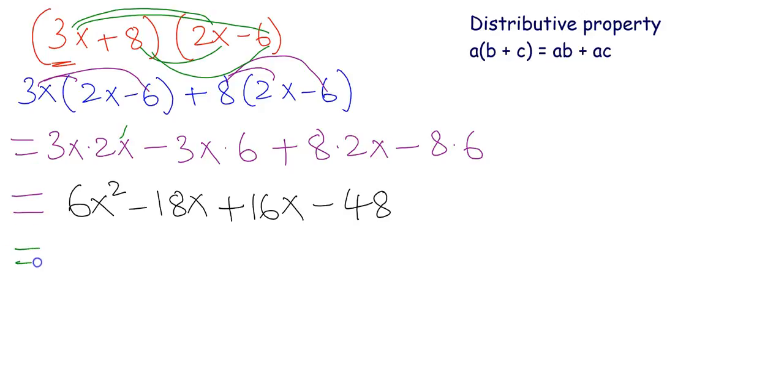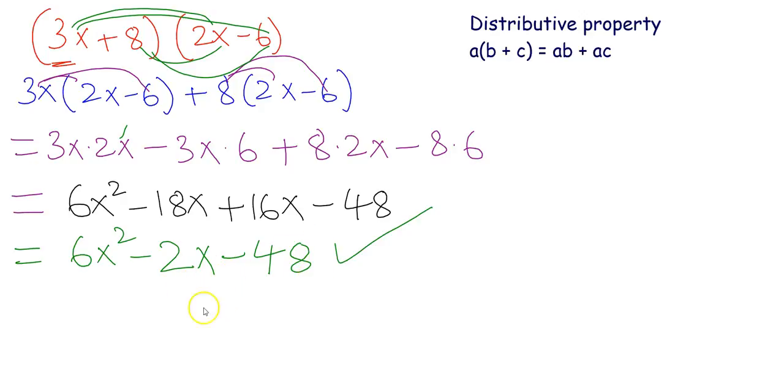Okay, now let us complete the last step. 6x squared is by itself, so I don't do anything to it, just bring it down. Minus 18x plus 16x, negative 18 and positive 16. Take away 16 from 18, you get 2, and the bigger number is negative, so minus 2x, minus 48. That's all. This is the product of those two binomials, 3x plus 8 times 2x minus 6, and once again you see that it is a polynomial.